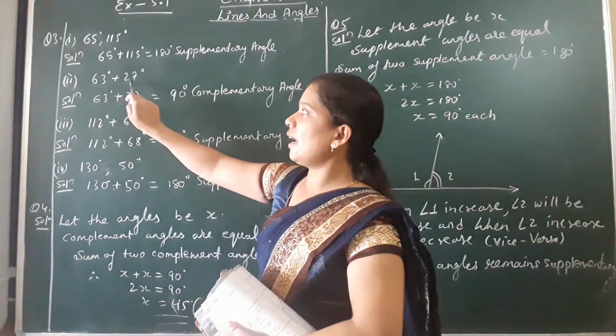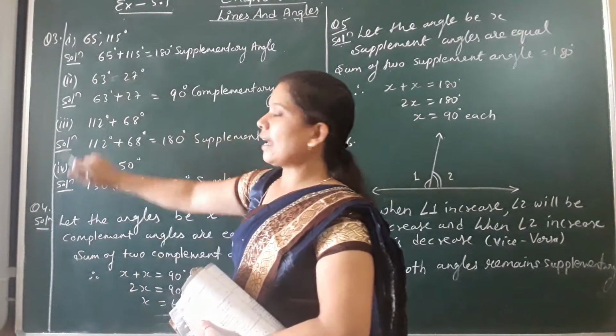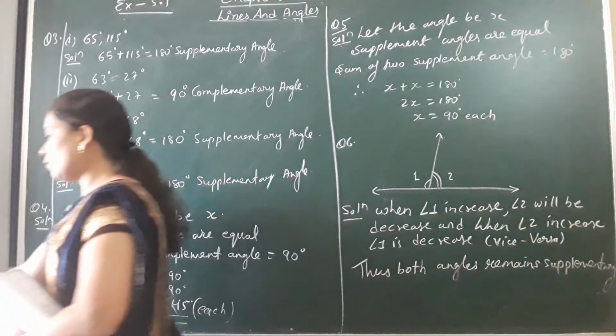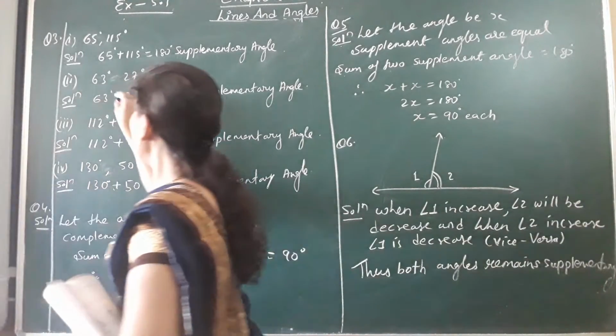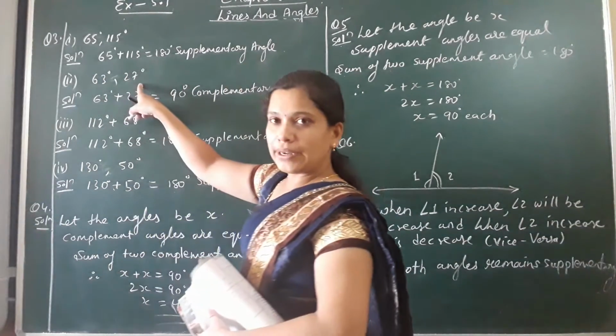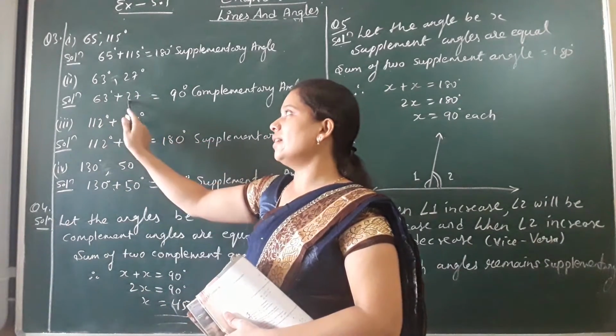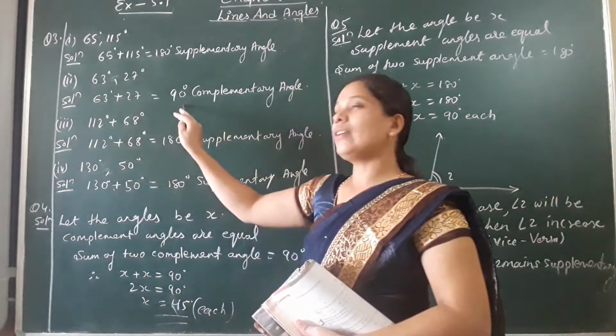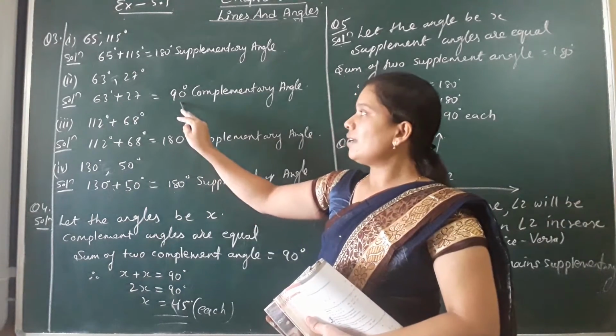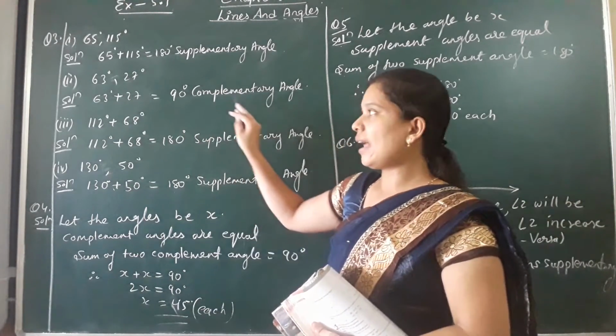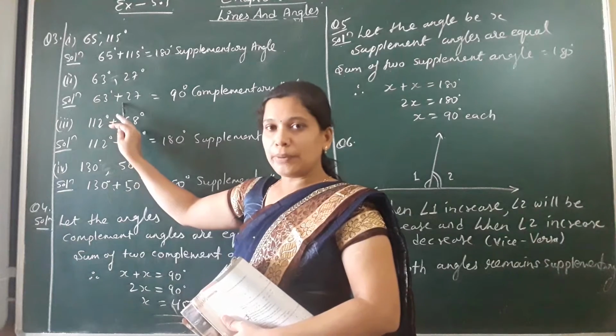Similarly, for 63 and 27, is this a complement or a supplement angle pair? In order to identify, we have to add both the angles. While adding both the angles, we get 90 degrees. So 90 degrees is a complementary angle, and these two are complementary angles.